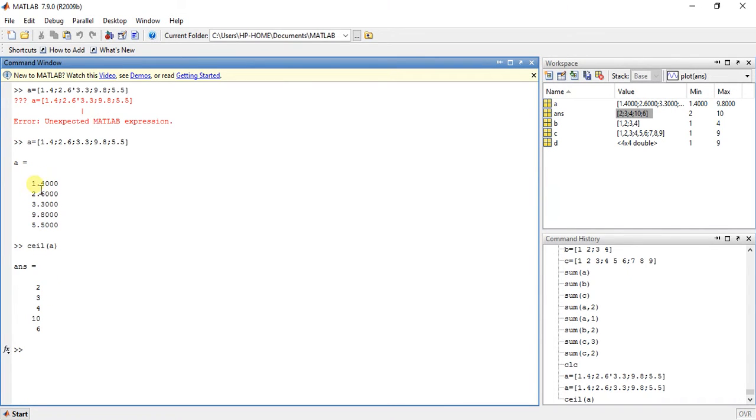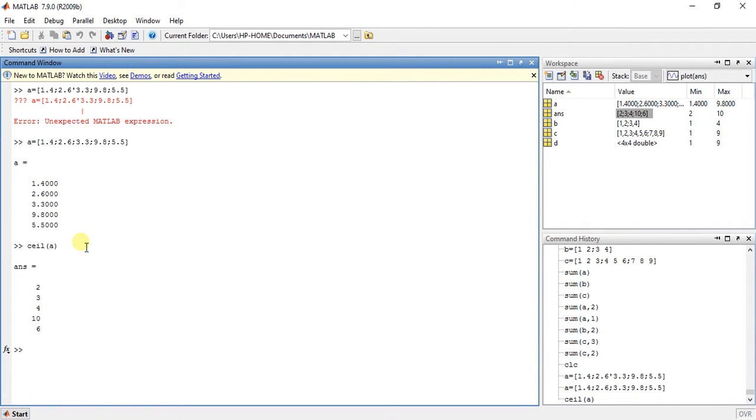Now we have 1.4. In actual mathematics we will take this as only 1. 2.6 means 3, 3.3 means 3, 9.8 means 10, and 5.5 means 5 or 6. But this will do rounding towards positive infinity, which means whatever this point is, it will transfer 1.4 to 2.